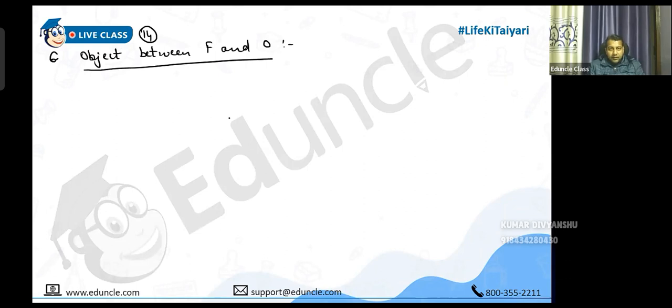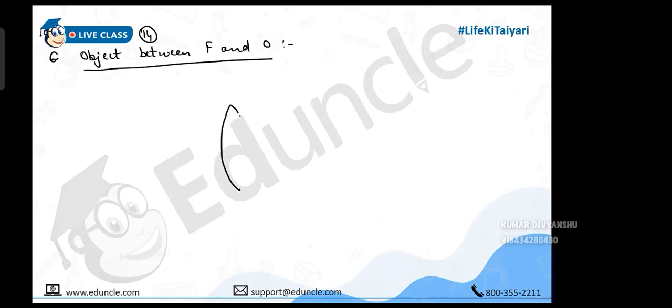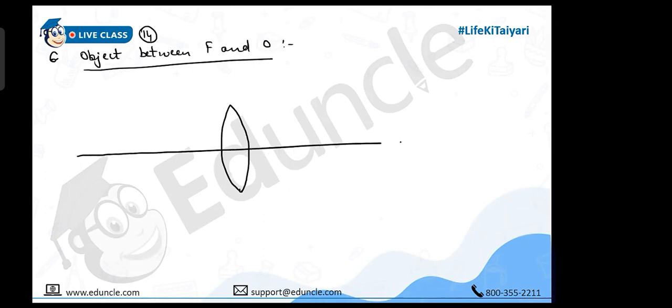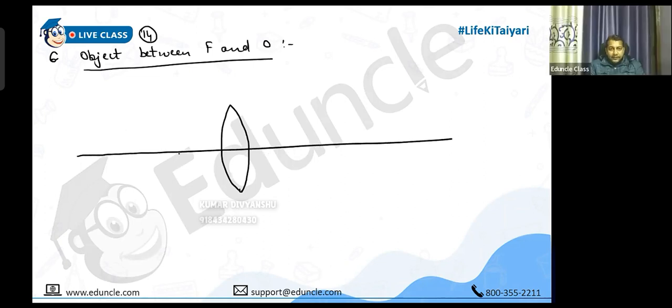Object between f and optical center. Your convex lens, actually it is similar to concave mirror. Opposite. And concave lens, it is similar to convex mirror. That's what you can remember.